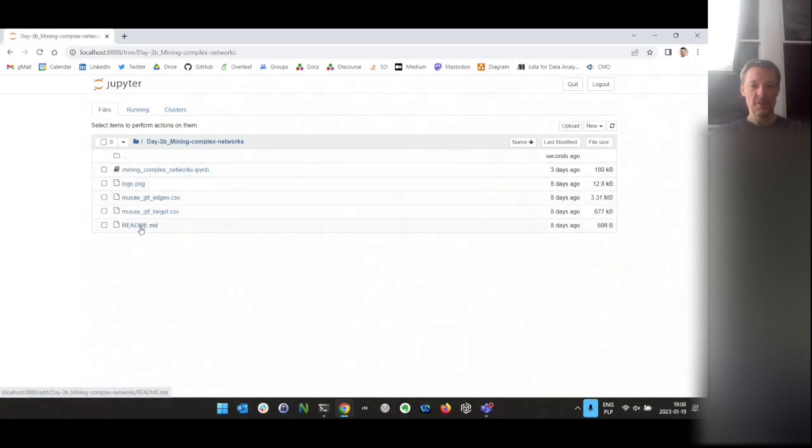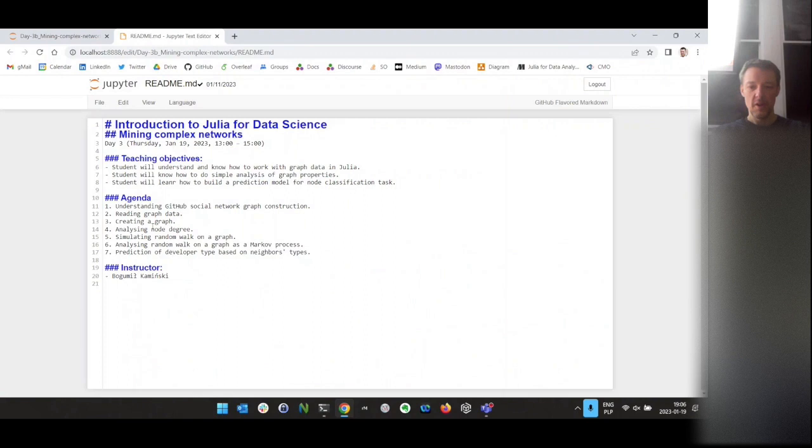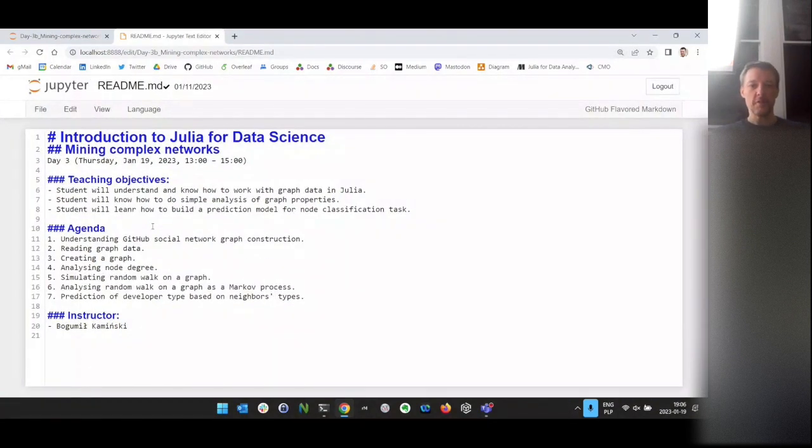So let me first start with the scope of the lecture. What we will cover are the following topics: how to work with graph data in Julia, how to do simple analysis of graph properties, and in particular, how to build a prediction model for node classification tasks. Maybe before I move forward, let me briefly explain what node classification task means.